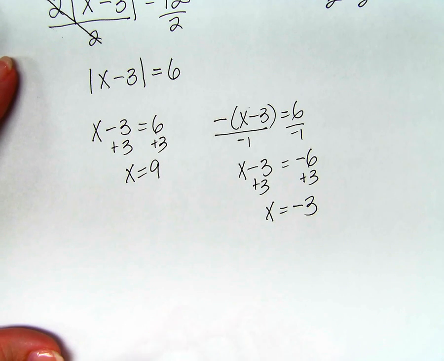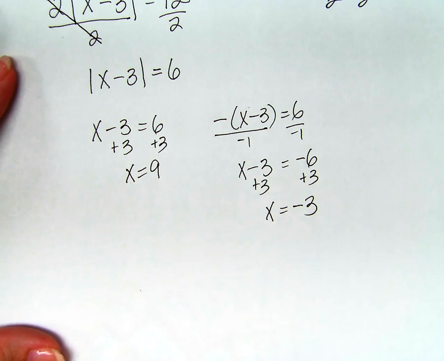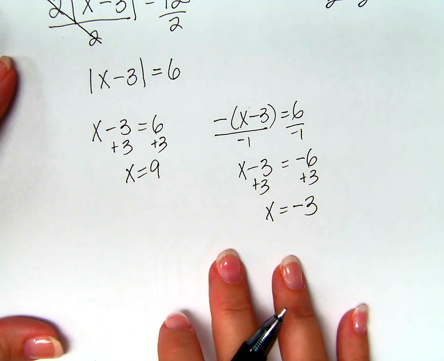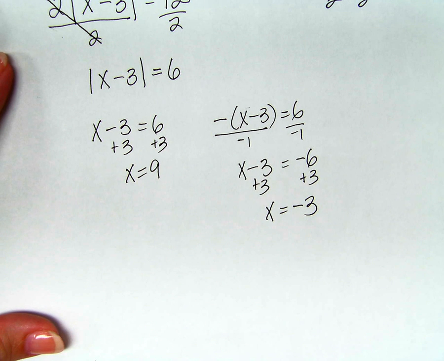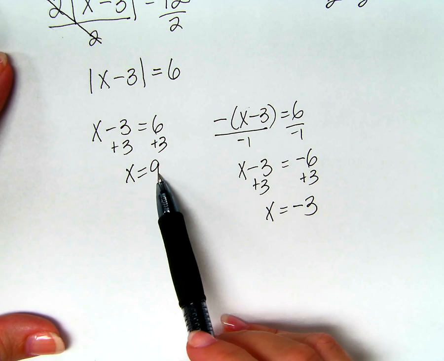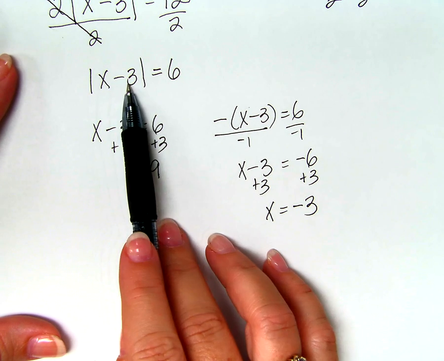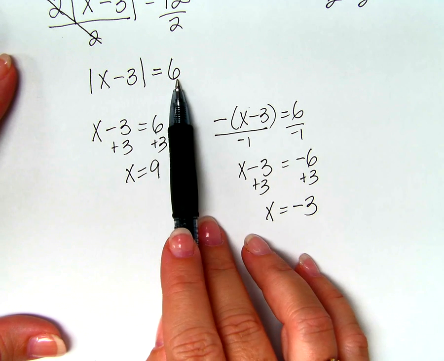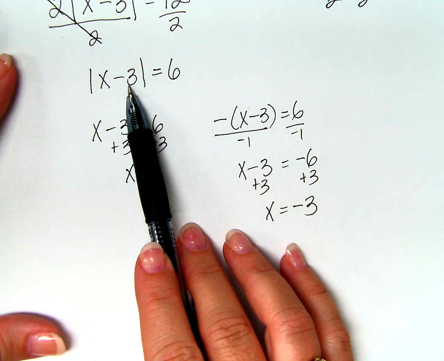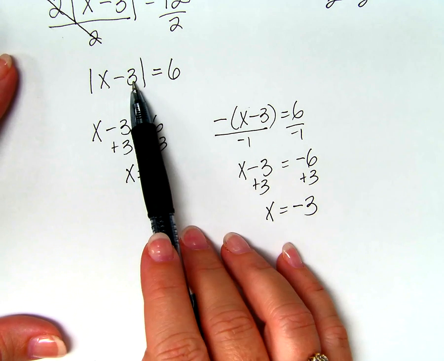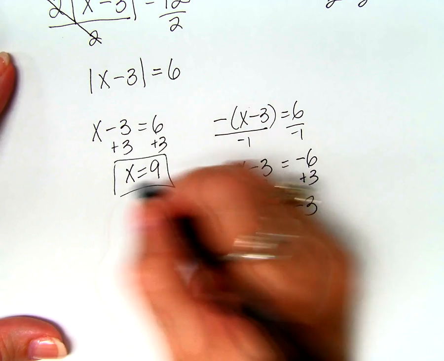So here's what your homework also asks you to do. It asks you to graph the answers on a number line. Before we graph them, though, we do want to make sure they're correct, right? So 9 minus 3 is 6. Absolute value of 6? 6. Does 6 equal 6? Yes. Okay. Negative 3 minus 3 is negative 6. Absolute value of negative 6? 6. Does 6 equal 6? Okay, so I know these are right.